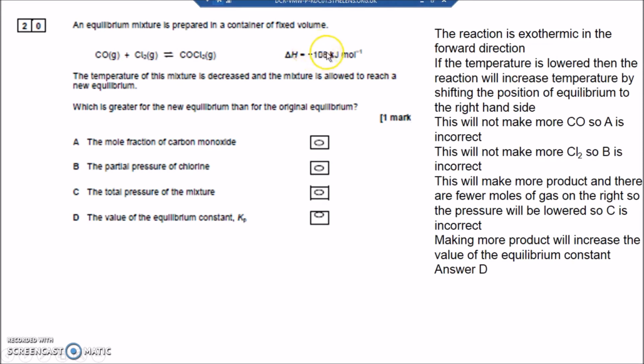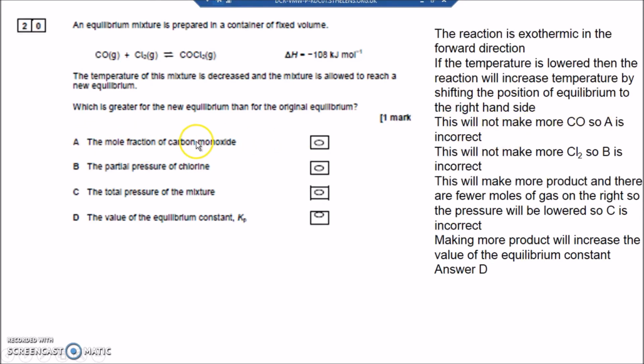So, exothermic reaction. If the reaction is exothermic, that means it's exothermic in the forward direction, so CO and Cl2 forming COCl2. In that direction it's exothermic, in the other way it's endothermic. So if the temperature is lowered, let's think this through, then by Le Chatelier's principle the reaction will try to increase the temperature. So it will shift the position of equilibrium to the right hand side to give out heat. So this will not make more CO, so A is incorrect.